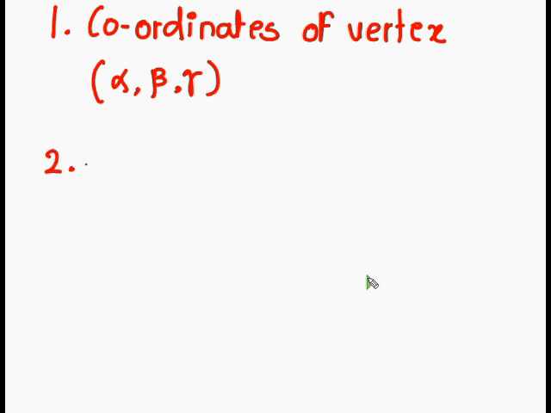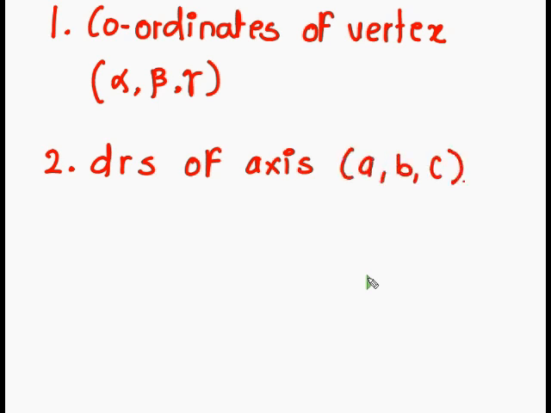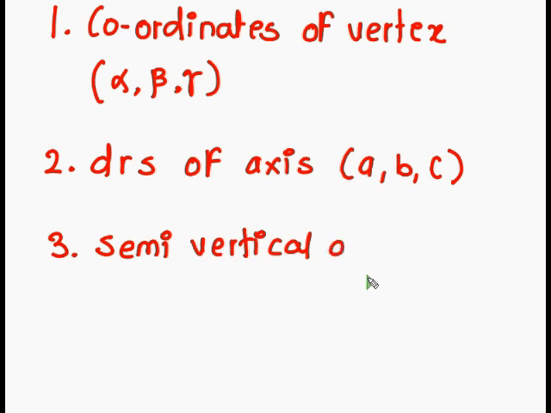The second thing we require is the DRs of an axis. If you remember in the previous diagram, the DRs are a, comma, b, comma, c of the axis. And the third most important thing we require is the semi-vertical angle, that is theta. Hope you understand from this why we studied some prerequisites: to find the value of theta, to find the value of DRs, to find the coordinates of a vertex. So all these are helpers to find some basic things.